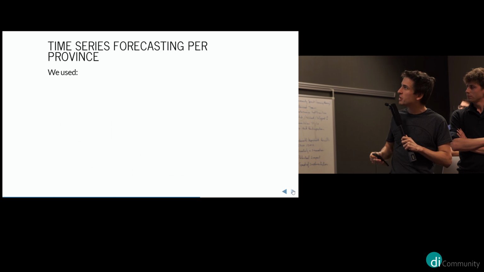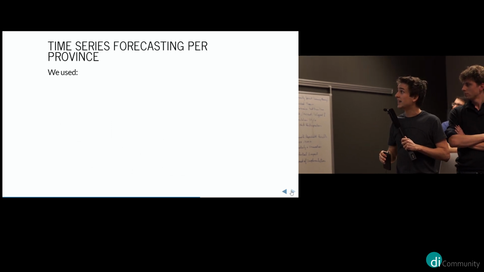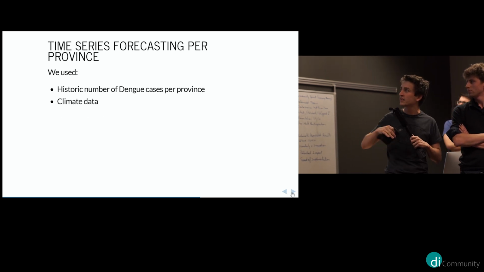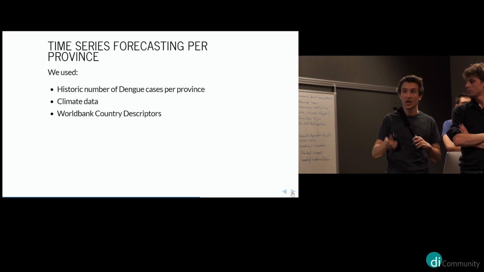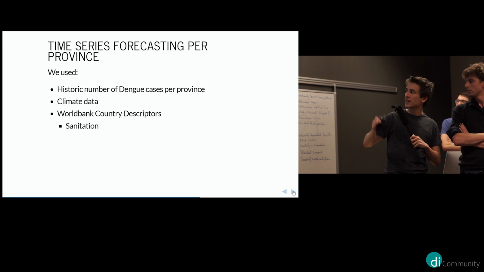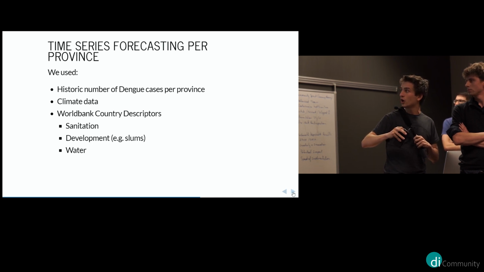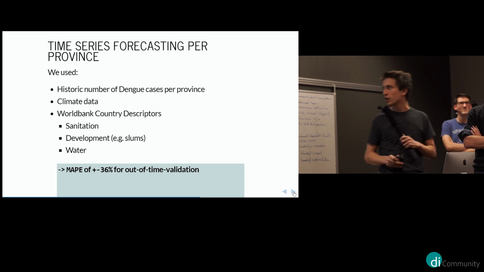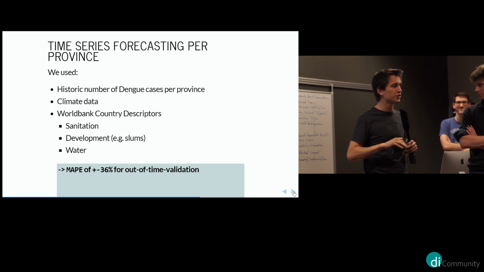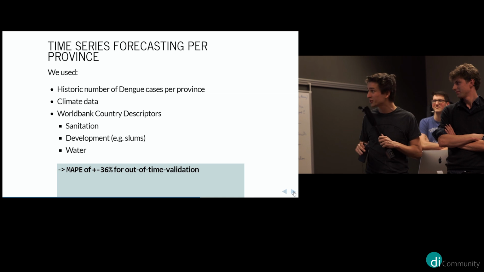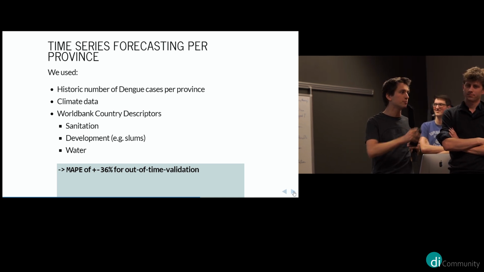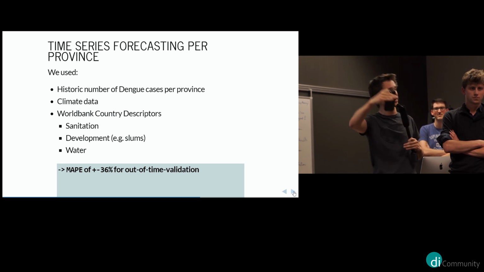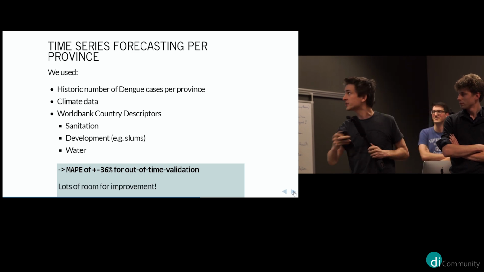Then we built an ARIMA model, and we used several data sets for that. For example, the historic number of dengue cases per province, some climate data, and some data from the World Bank, for example, development indicators, sanitation, and also water supply, exactly. We achieved mean average percentage error of 36%, which is quite large, so we have very much room for improvement. For out-of-time validation, so we train our models, for example, from January 2010 until January 2013, and then predict February 2014, and so on. Lots of room for improvement, okay.